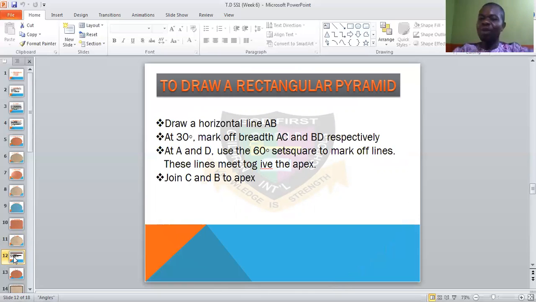Just like we have, normally draw the horizontal line, AB. After that, at 30 degrees, you mark off breadth AC and BD, like we have done respectively, just to produce a rectangle. We know how that is done. Then you use this 60 degrees set square. At this corner now, you take off the line. At the other side, you take off the line. They meet at the top to give you the apex. Then you join these lines to the apex.